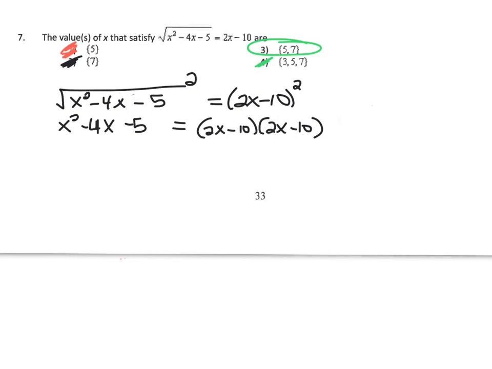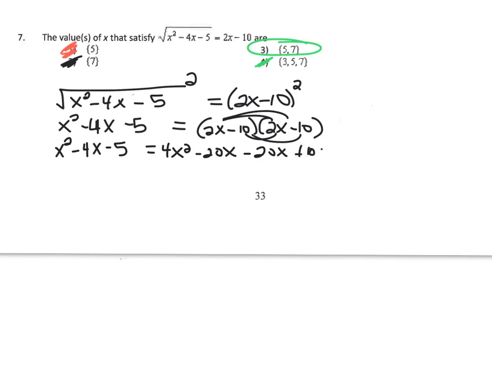Okay, so I'm going to just bring the left-hand side down, and when we double distribute, we get 4x squared minus 20x minus 20x plus 100. All right, so we know we're going to have to combine our like terms as well as bring everything to one side of the equation. So let's just do it all at once.